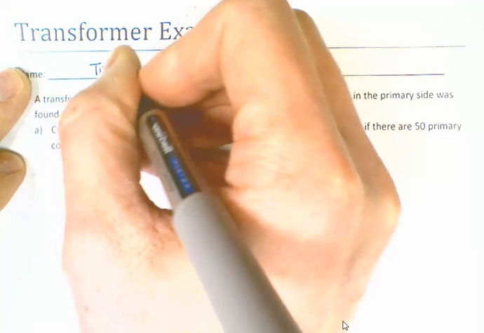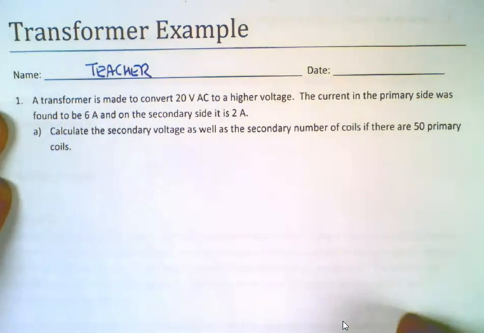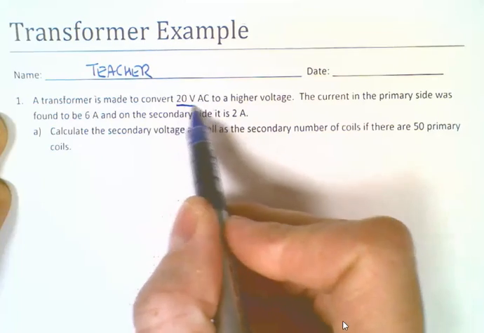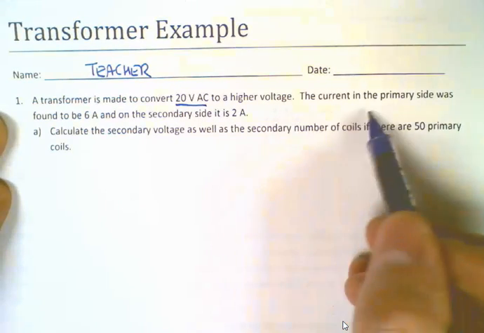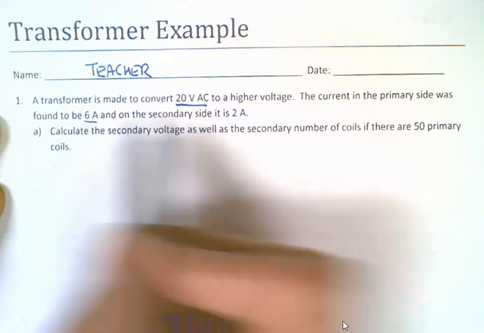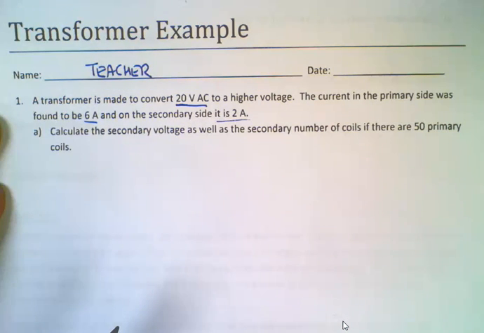Alright, this is just a quick example problem for how to use the transformer equation. Let's say that we have a transformer that is made to convert 20 volts AC to a higher voltage. The current on the primary side was found to be 6 amps, and on the secondary side it was 2 amps. Calculate the secondary voltage as well as the secondary number of coils if there are 50 primary coils.